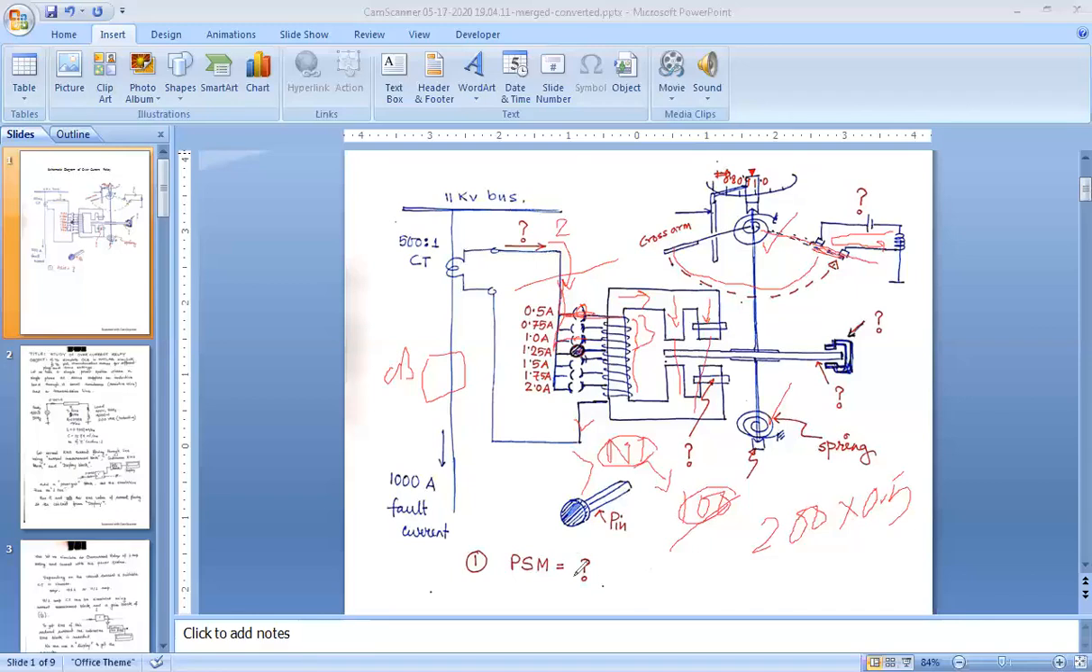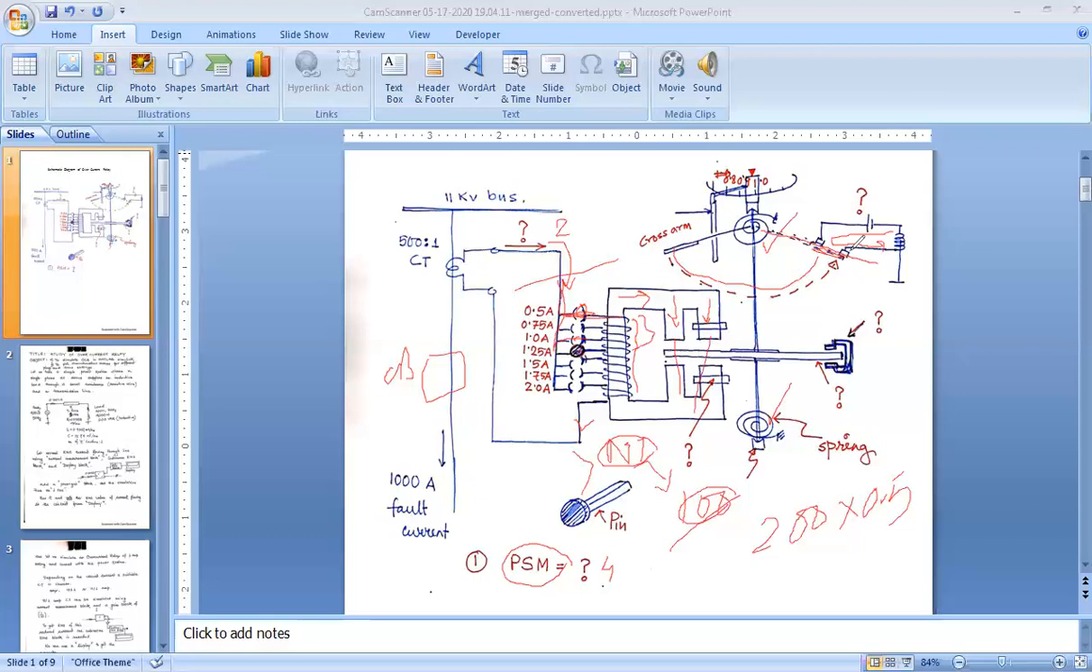Setting multiplier. So here the clock setting multiplier is 4. If the clock setting multiplier is 4, then it will take some time to reach from this point to this point. So the time taken by this arm or this relay to reach from this point to this point is the operating time.